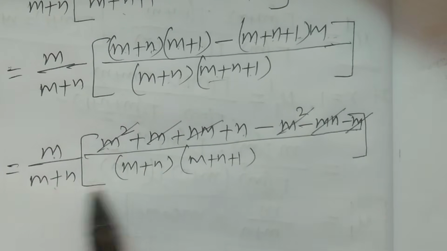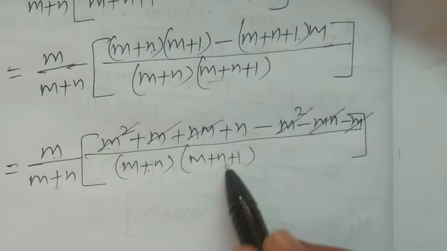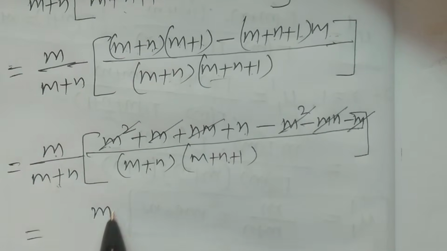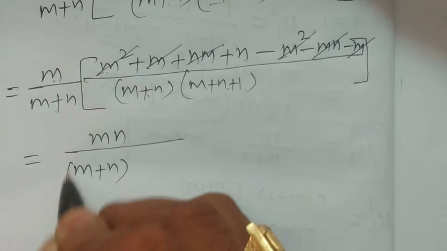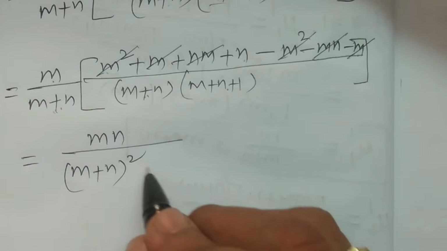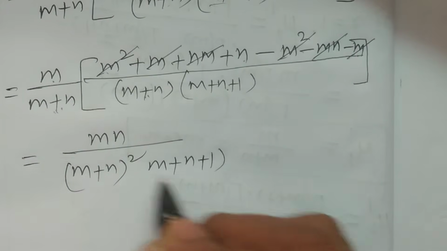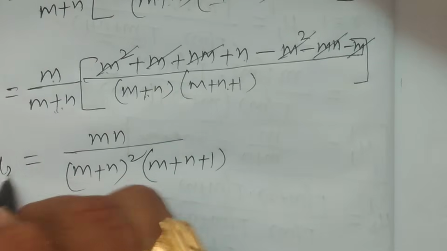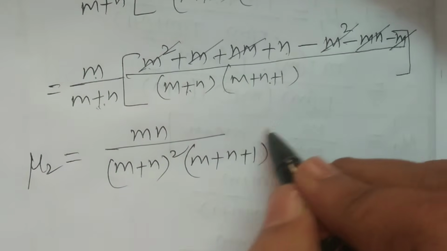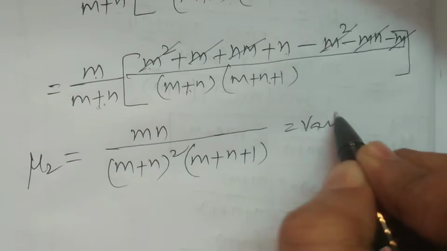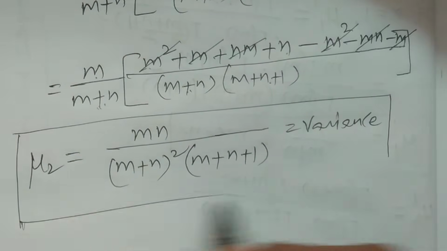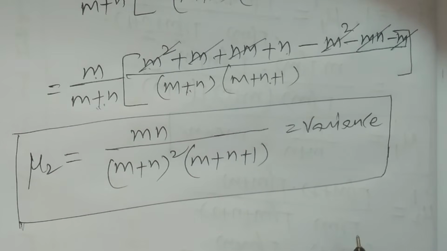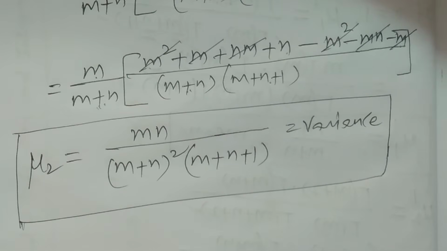Here m divided by m plus n into m plus n, m plus n plus 1, so therefore it is equivalent to m into n divided by m plus n whole square into m plus n plus 1. This is the variance mu2, the variance of the beta distribution of first kind. So these are the mean and variance of the beta distribution of first kind.